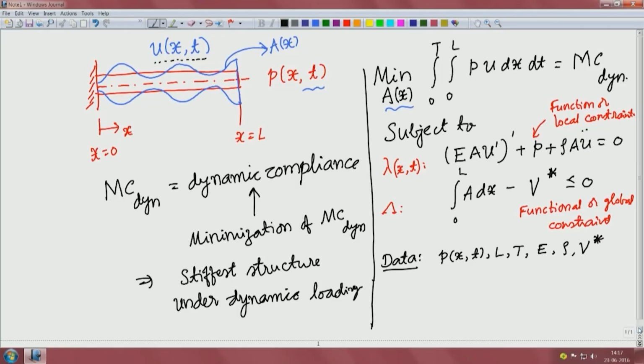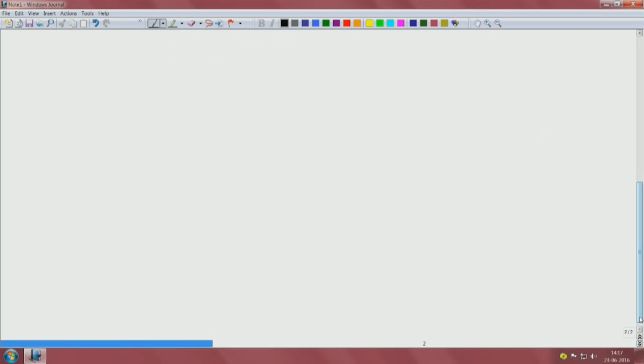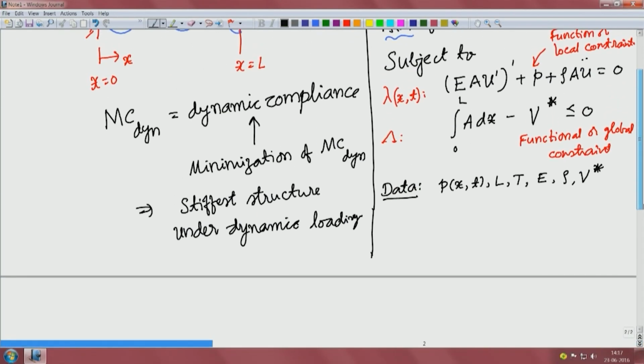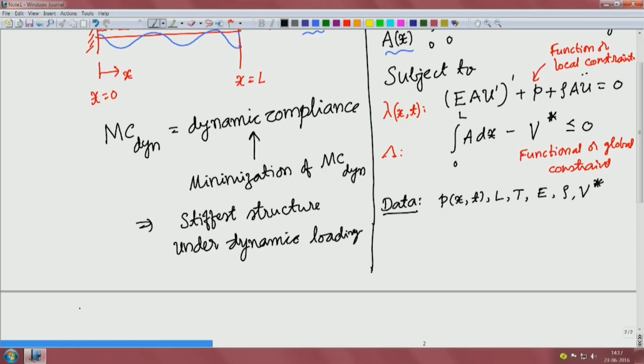Now, how do we solve the problem? The first step of doing it, as always, is to write the Lagrangian. So, we would do that. Looking at the problem, let me write the Lagrangian.